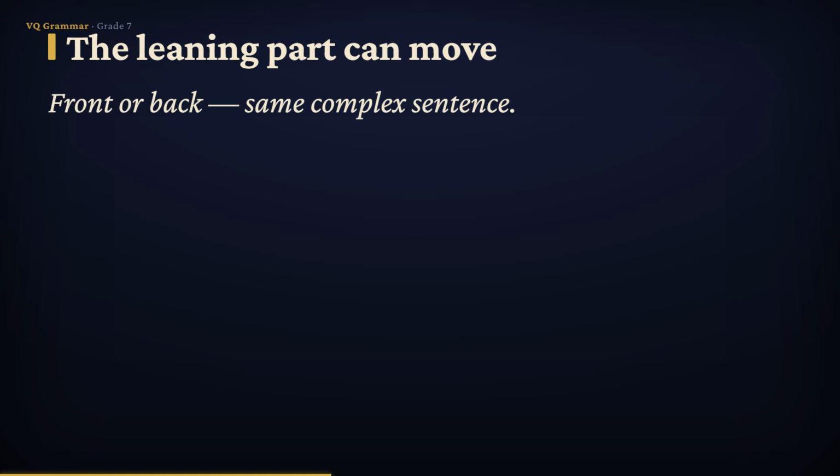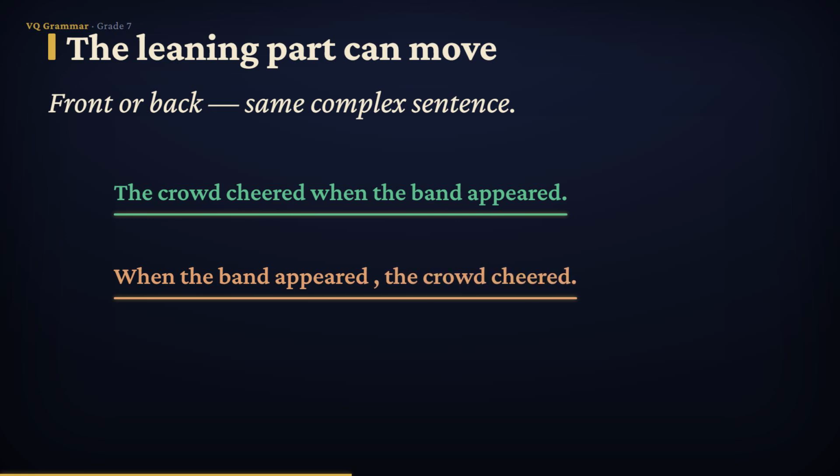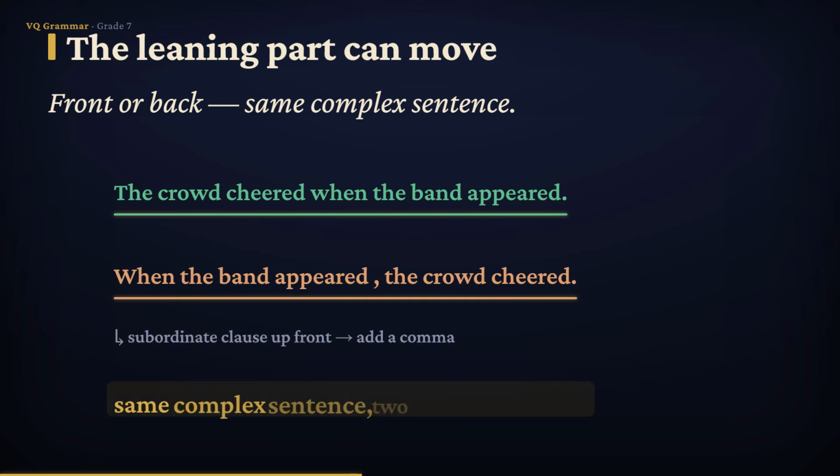One more helpful thing. The subordinate clause doesn't have to come second. It can lead the way. Both of these say exactly the same thing. The crowd cheered when the band appeared. And when the band appeared, the crowd cheered. When the subordinate clause comes first, we usually set it off with a comma. Same complex sentence, just rearranged. So stay flexible about where the leaning part sits.